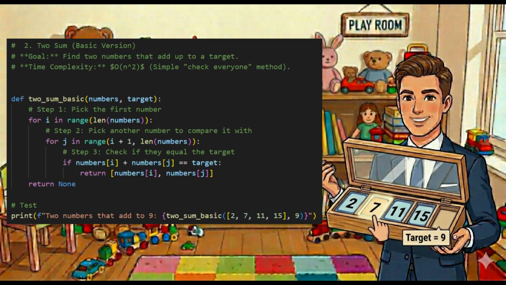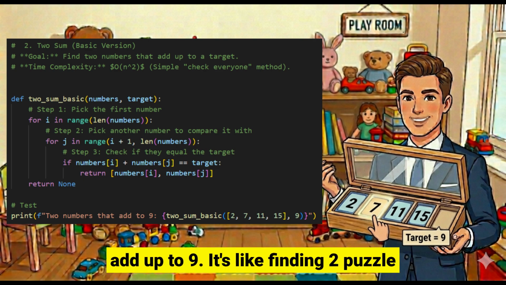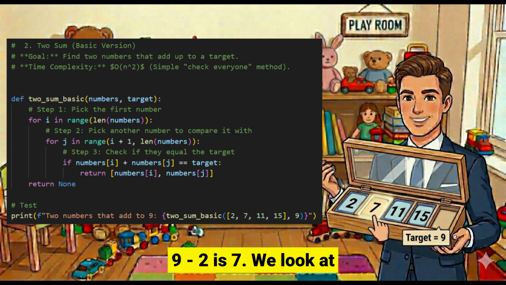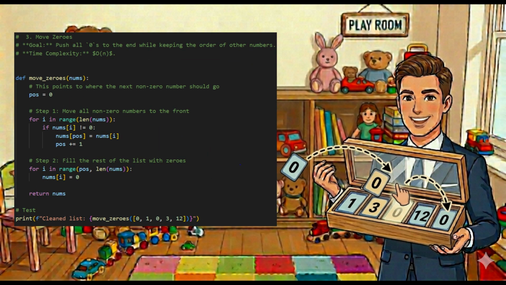The next is 2 sum. We need to find two numbers that add up to 9. It's like finding two puzzle pieces that fit. We pick 2 and ask, who do I need to make 9? 9 minus 2 is 7. We look at the next slot, it's 7. Perfect match. We found them right away.